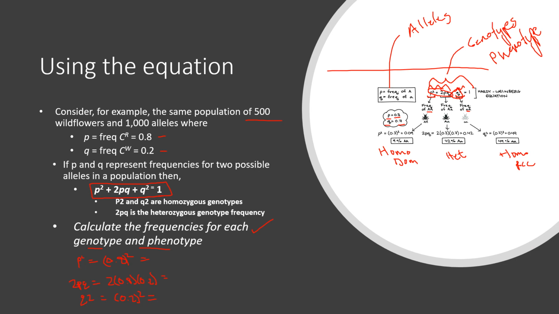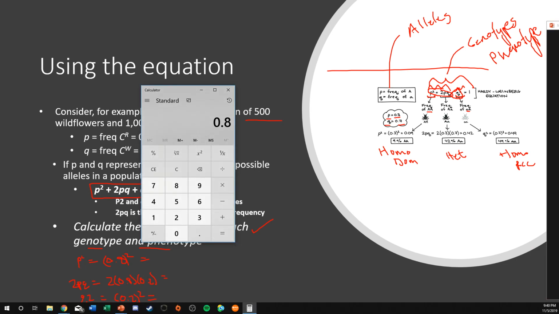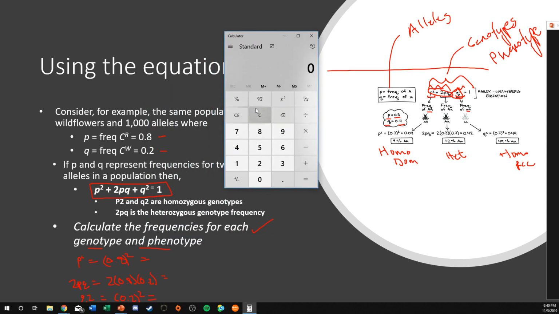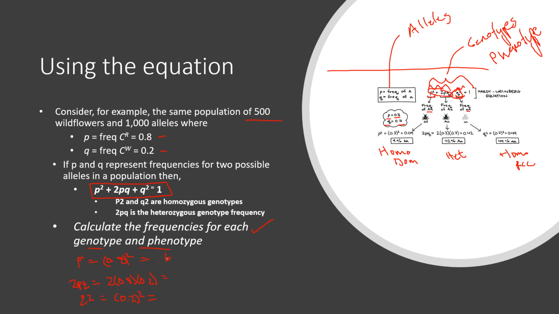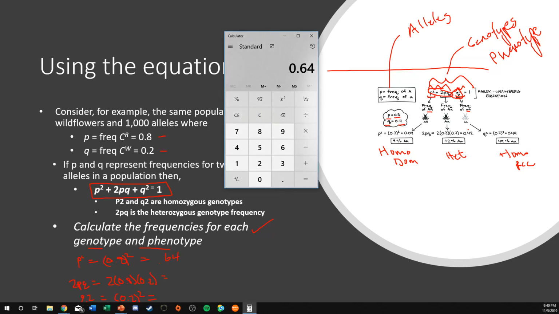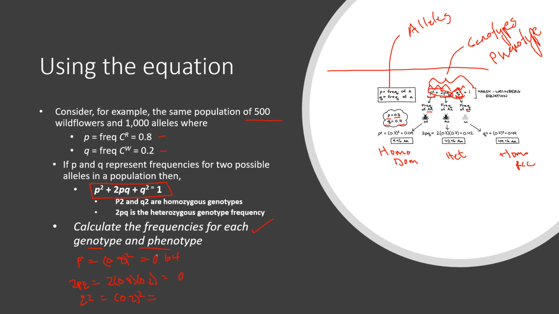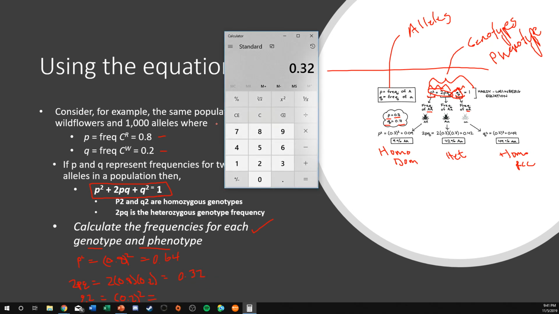So what is 0.8 squared? Let's pull up the old calculator again. I'm just going to do it the old way and multiply 0.8 by itself. So we see 0.64. Then 2PQ is 2 times 0.8 times 0.2, which is 0.32. I should do this right and put a 0. And last but not least is 0.2 times 0.2, which is 0.04.